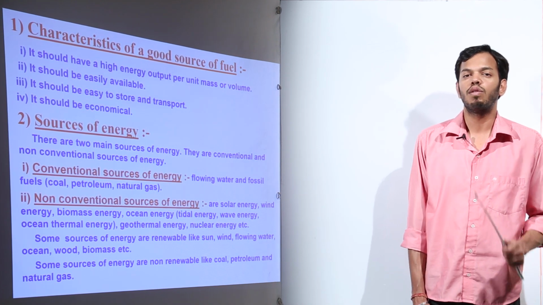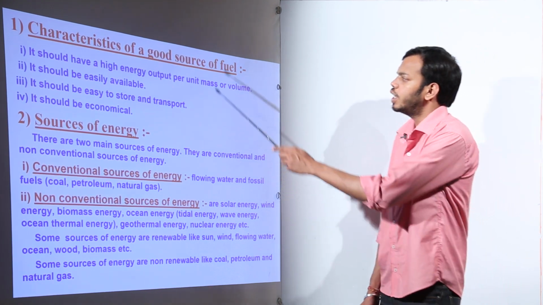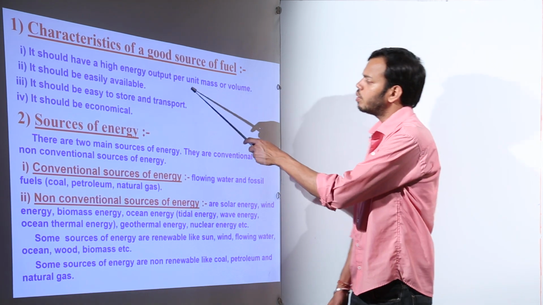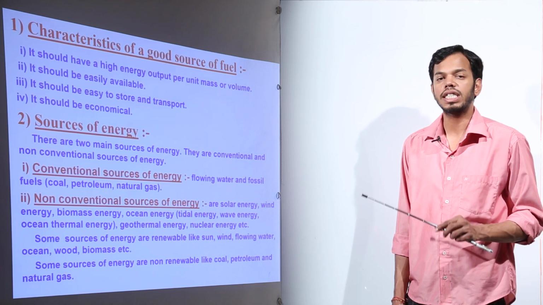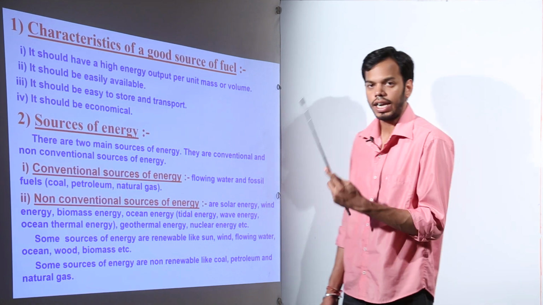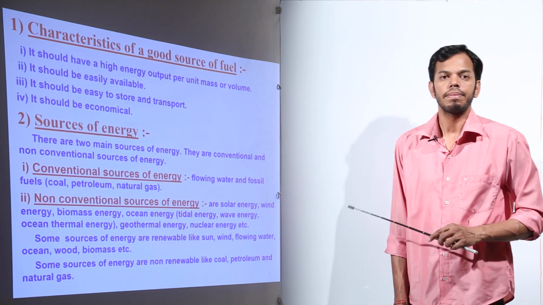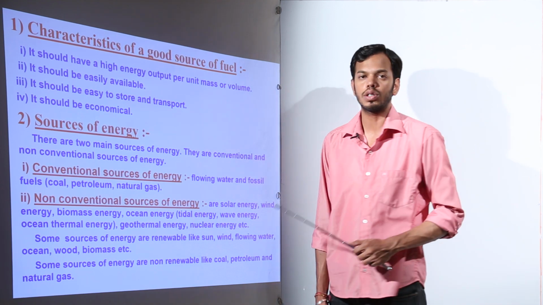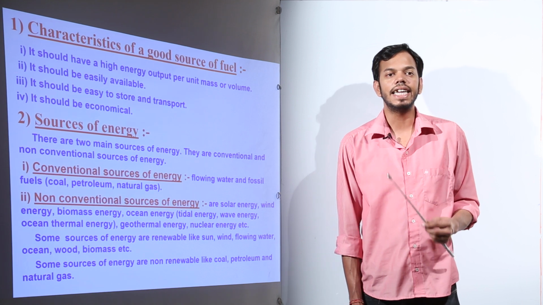First of all, if we are trying to find a source of energy, that means if you are talking about fuel, what should be the key characteristic of a fuel? Fuel should have a high energy output per unit burn, so per unit mass or volume. Whatever fuel we are combusting, it must give us a very good amount of heat or energy. It should be easily available. It should not be very hard to access in remote areas. It should be easy to store and transport. That means it should not be very dangerous to health.